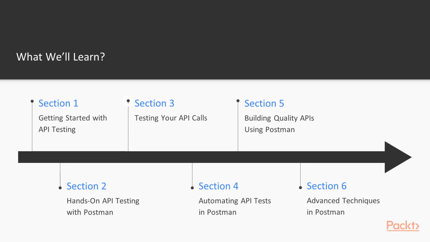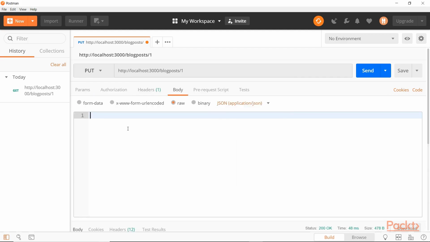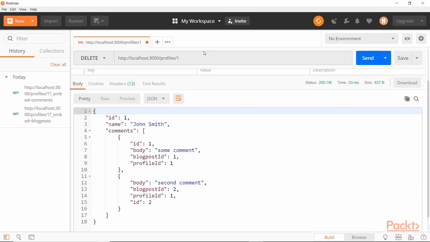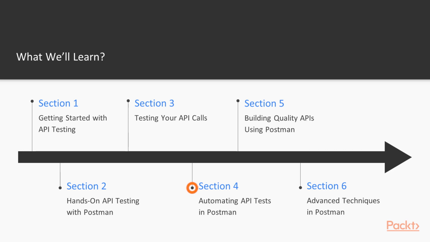Then, in section 3, we'll look at how to use Postman to test API calls that change data. We'll look at post, put, and delete calls, and we'll once again learn how to test these by using hands-on challenges. Following that, in section 4, we'll look at how to set up API test automation using Postman.